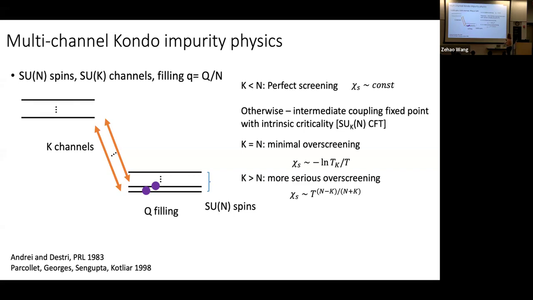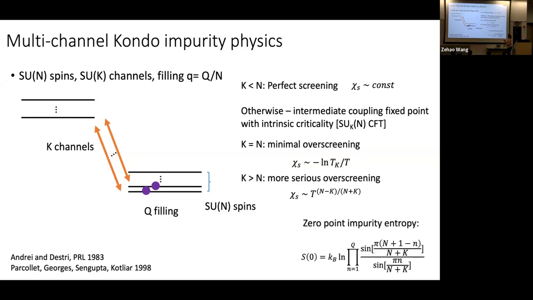It is in general described by an SU(N) level K conformal field theory. And also there's an SU(K) level N conformal field theory for the channel part. And from this kind of analysis, you can pull out that for K equal to N, this is sort of minimally overscreened. This is the analog of the two-channel Kondo, so you get a logarithmic divergence in your spin susceptibility. But as you have more and more channels, you get more serious overscreening, and so you get some power law behavior in your susceptibility.